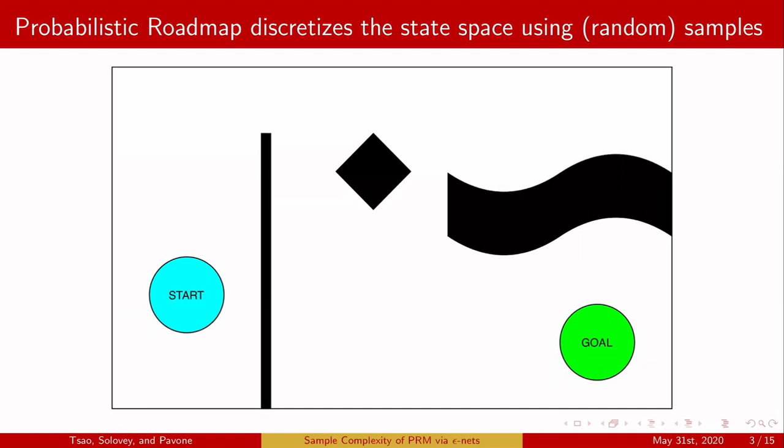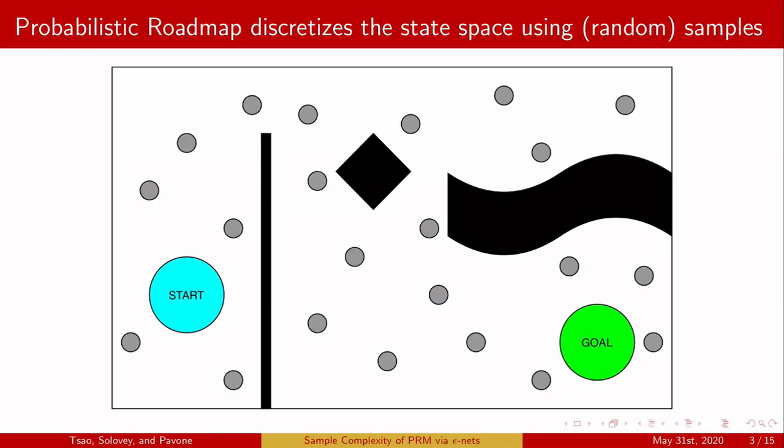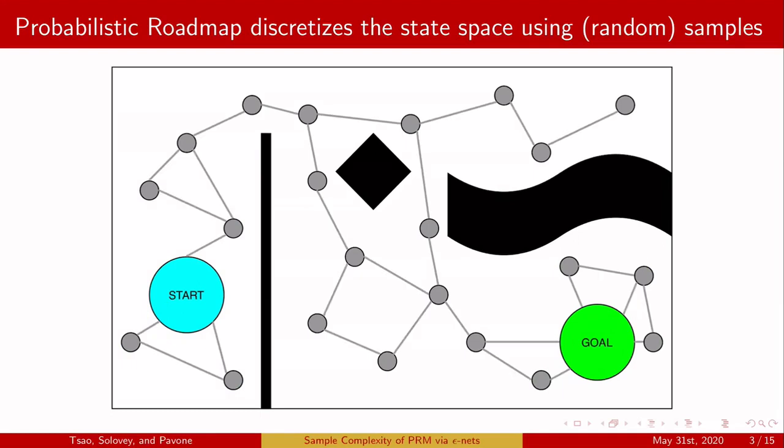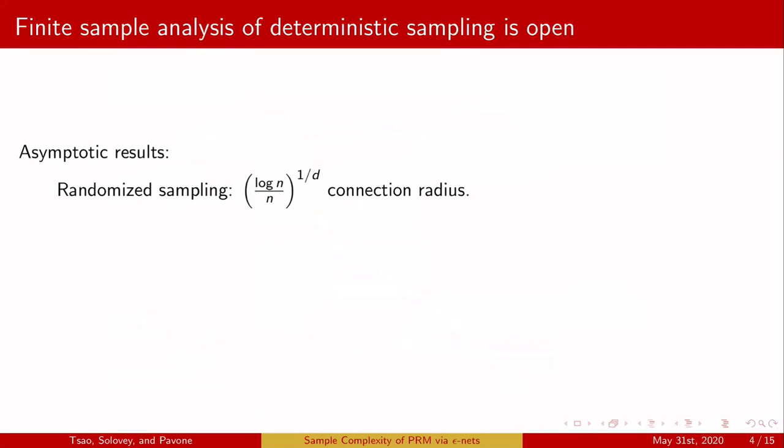So PRM approximates the state space using discretization, and it does this by randomly sampling states from the state space, which are these gray points, and then it connects any pair of gray points which are close by and it is possible to move between them without collision. Once we have this graph, a path from the start to the goal can be obtained by running a graph traversal algorithm.